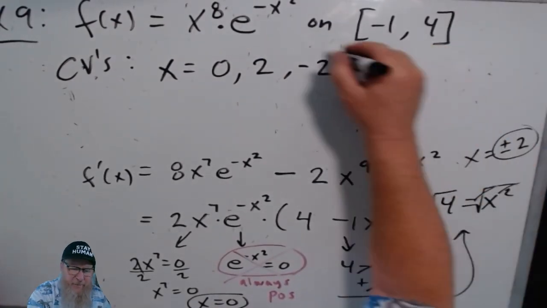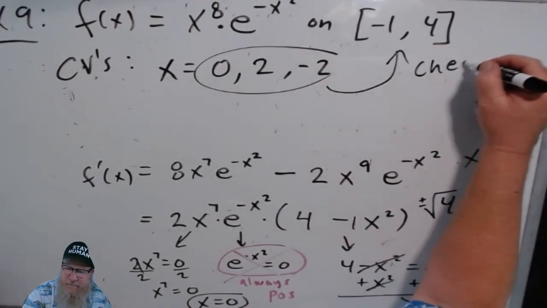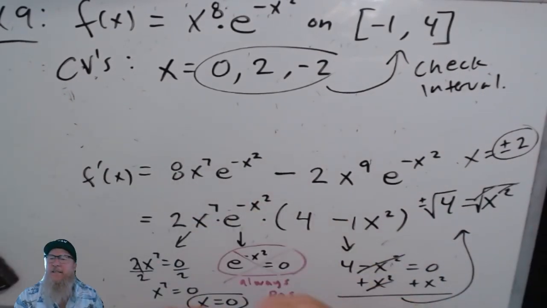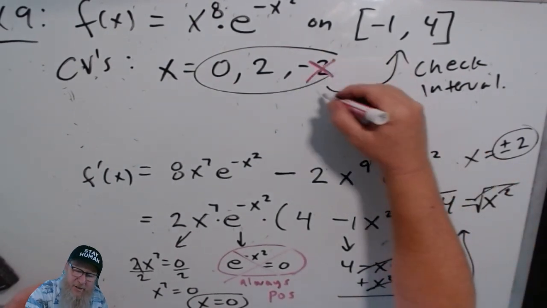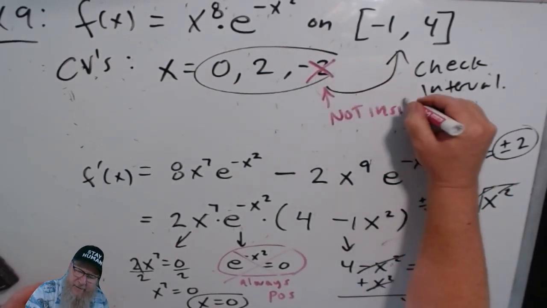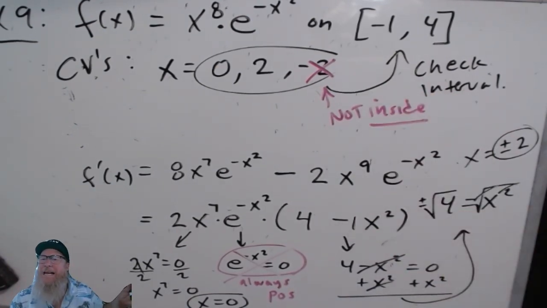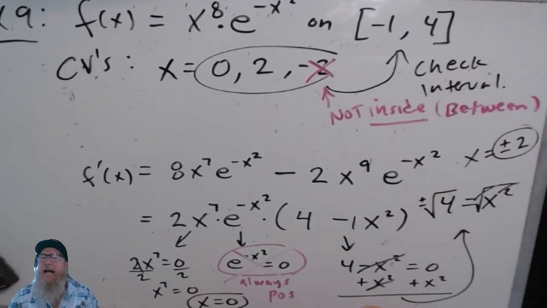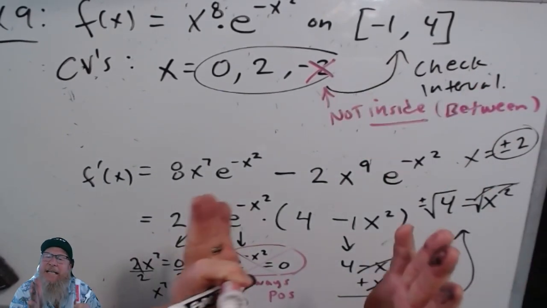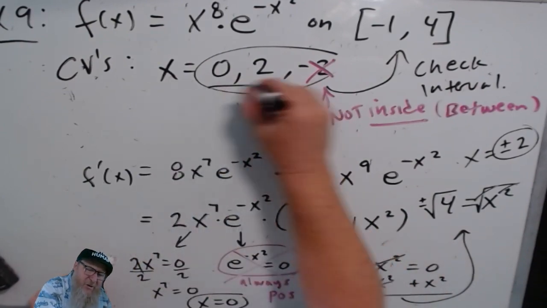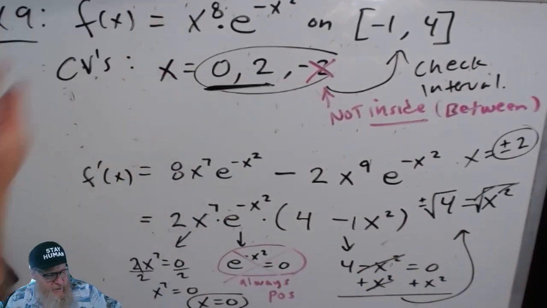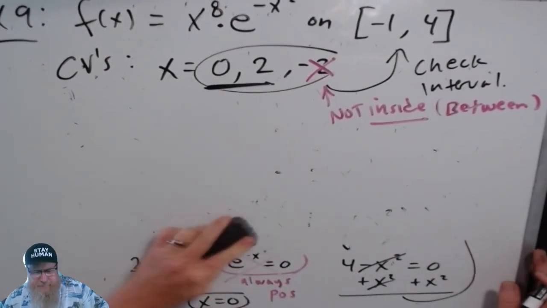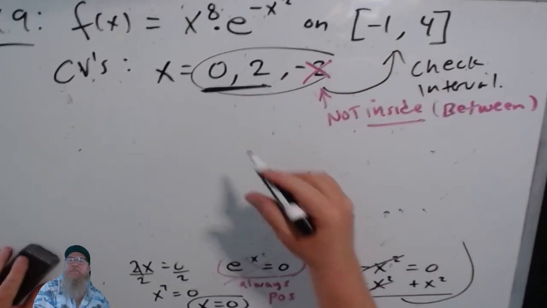But look at your interval. One of these does not belong. Negative 2, it's not inside. It's not between. That's what it means to be inside. Between these numbers, you're inside the interval. So we only have 2 critical values that we need to check. We need to check 0 and 2. All right, and we need to also check the endpoints.